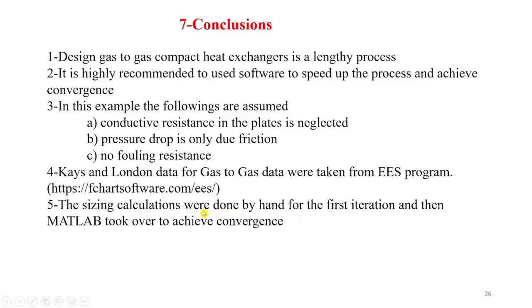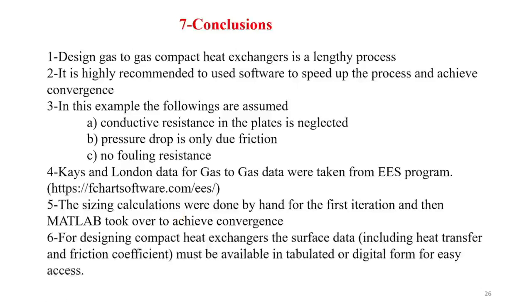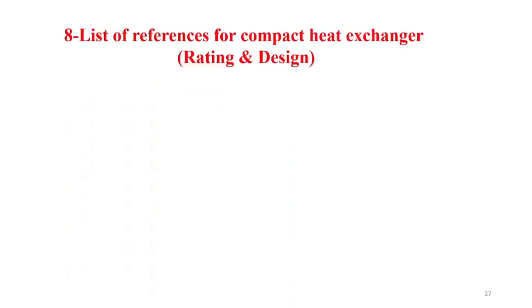The sizing calculation for the first trial was done manually by hand, but after that all the calculation has been done by MATLAB. Of course, here we are emphasizing the fact that in order to do sizing of a compact heat exchanger, you need the heat transfer data, which is J, the Colburn modulus, and the friction coefficient in terms of Reynolds number, to be tabulated or in a digital form so that you can easily access them.